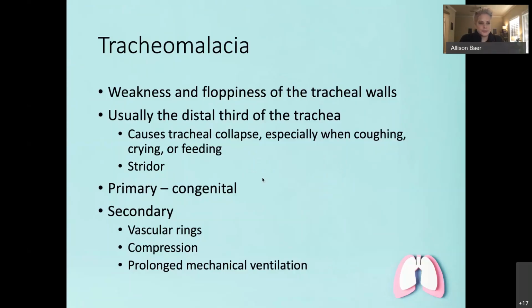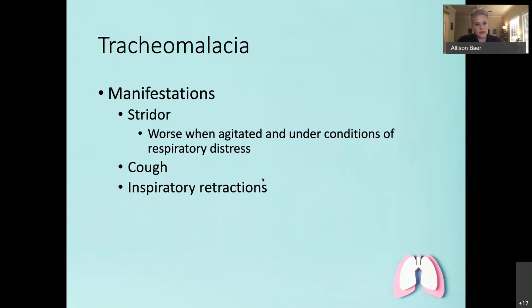Stridor, think upper airway. It can be congenital, but it can also be caused from other things like a vascular ring. So I saw there was a practice question. I can't remember if I included it in today's practice, but it asked about a kid with a vascular ring and how you would position them. And I'll get to how you would position them. But any other kind of compression, and prolonged mechanical ventilation can affect the development of that trachea. So again, you're going to hear a stridor that's worse when they're agitated, a cough, and sometimes inspiratory retractions as they're trying to overcome that resistance in their airway.